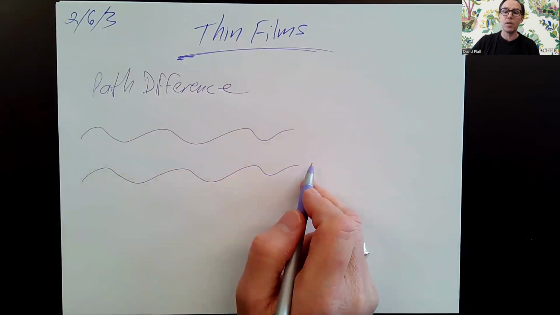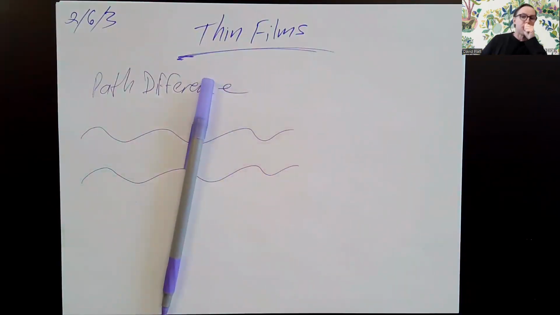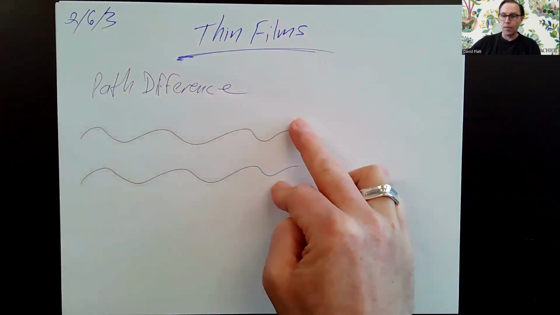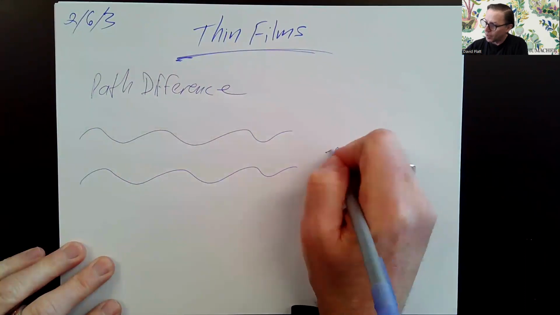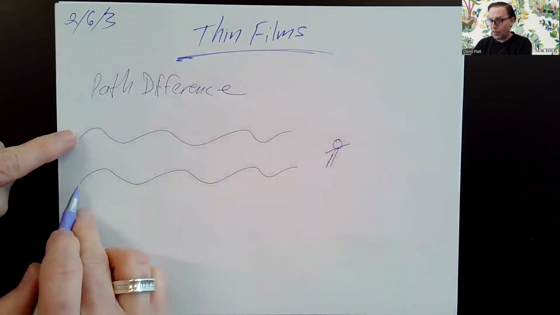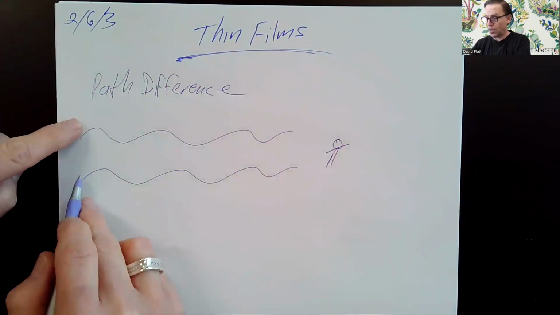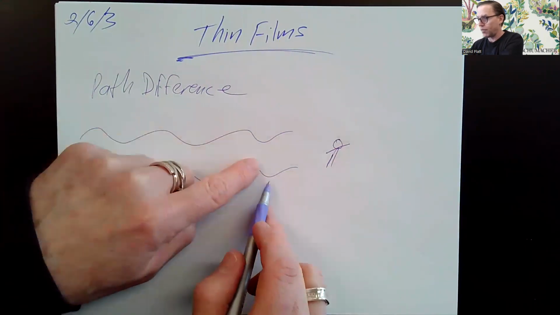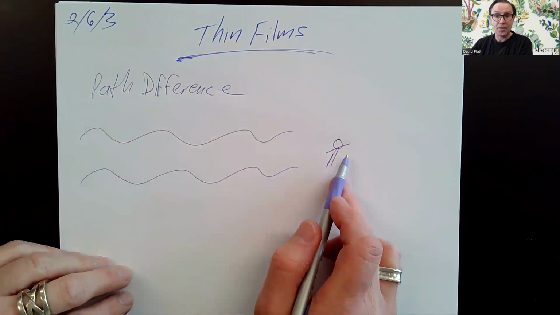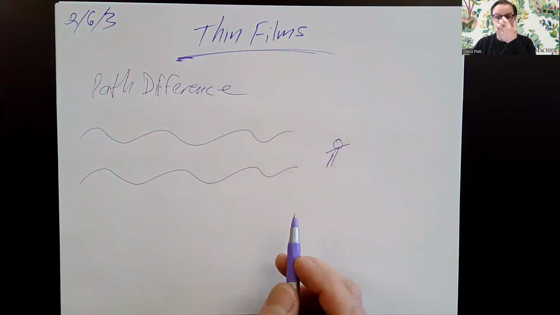So if you remember when we talked about sound, and I have two trumpet players, and so we have two sounds traveling along, and then we have an observer here. That's supposed to be a person. If these waves started in sync, they started in phase, crest, trough, crest, trough, crest, trough, crest, then those crests will get to the person at the same time, and we will have constructive interference.